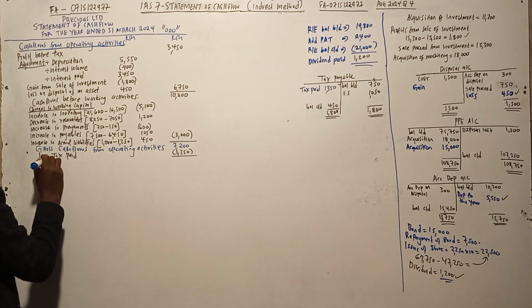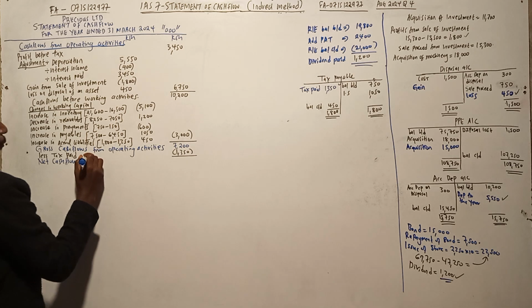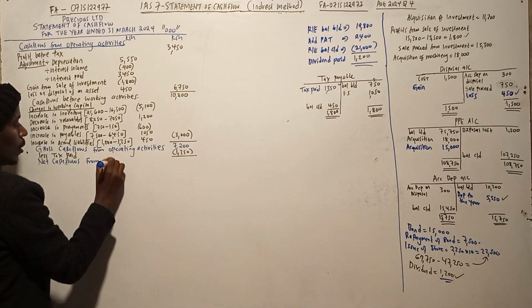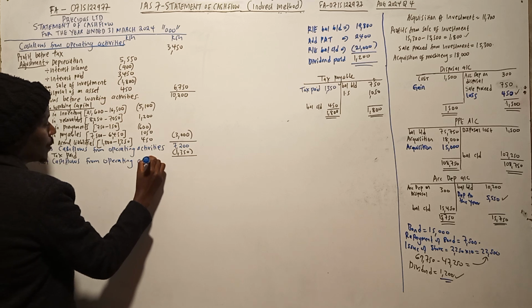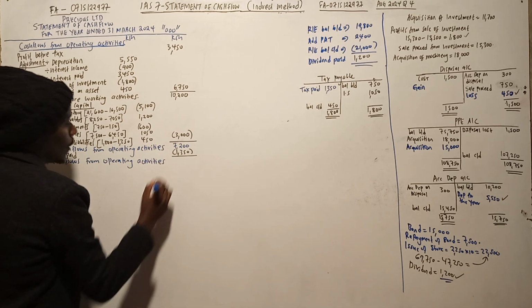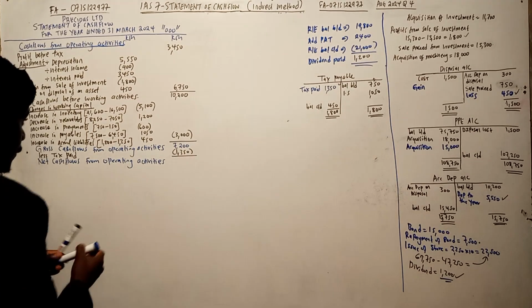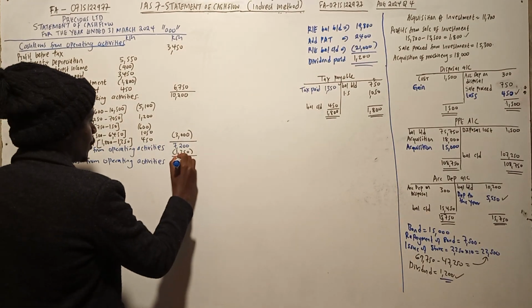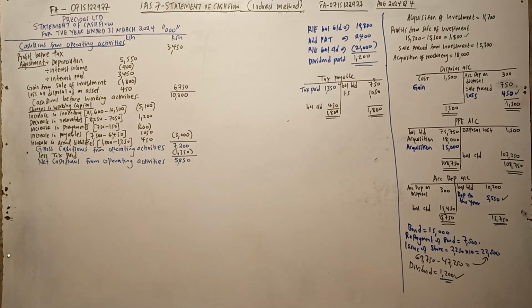So net cash flows from operating activities. So itakuja ngapi? 7200 minus 1350. So 5850. So tumemalizana the first part. So we can go to the investing activities.